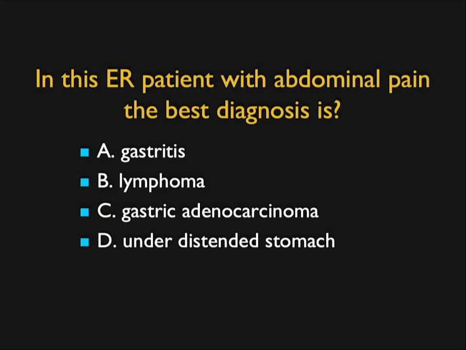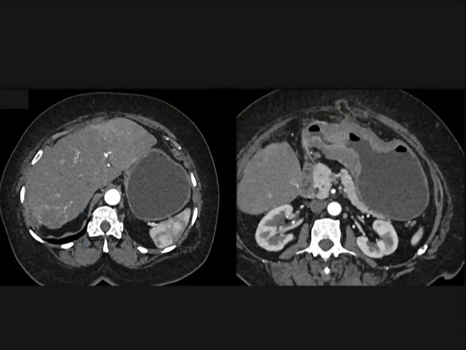In this ER patient with abdominal pain, what's the best diagnosis? And what you can see here is the stomach is well distended. There's a metastasis or a mass in the liver, and diffuse infiltration of the body and antrum of the stomach by carcinoma. I'm showing you this case to make the point that when you're doing ER patients, you have to distend the stomach. If the stomach wasn't distended, you might miss this lesion.